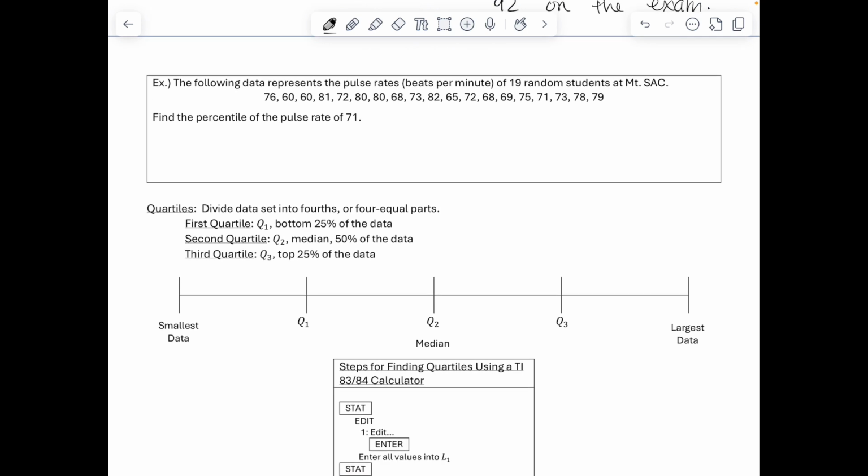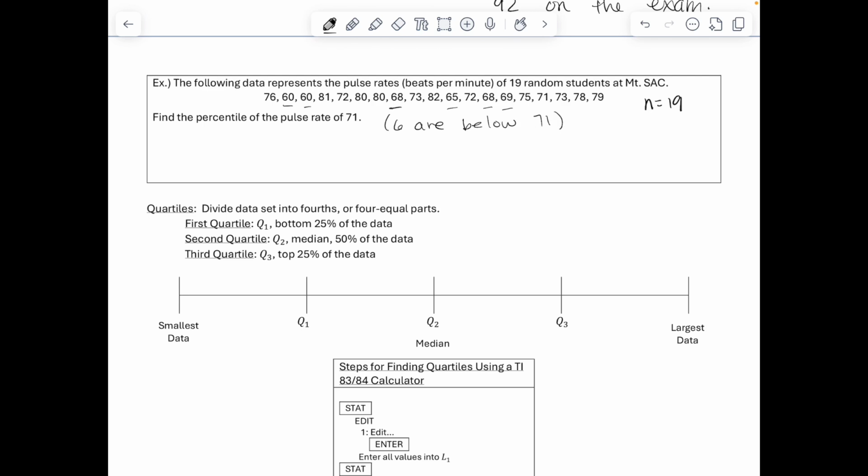The example at the top of the next page says the following data represents the pulse rates in beats per minute of 19 random students at Mount SAC. And those are given in a list, and it says find the percentile of the pulse rate of 71. So in order to do this, we need to count up how many total students there are, which is 19. So n is 19. And then we also have to figure out how many of them are below 71. There's a total of 6 that are below 71. So 6 are below 71.